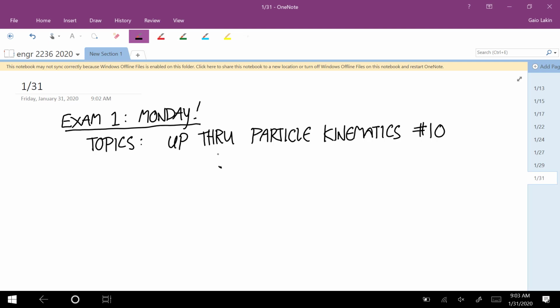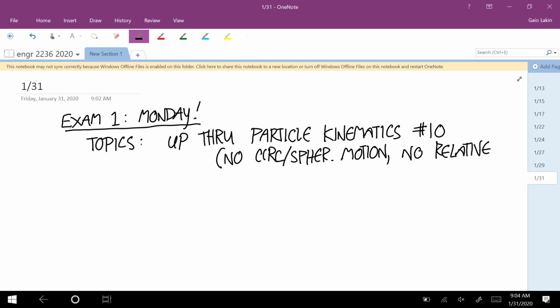So that means no circular and spherical motion, and no relative motion. Okay, so the new material we're dealing with right now is not on the exam.